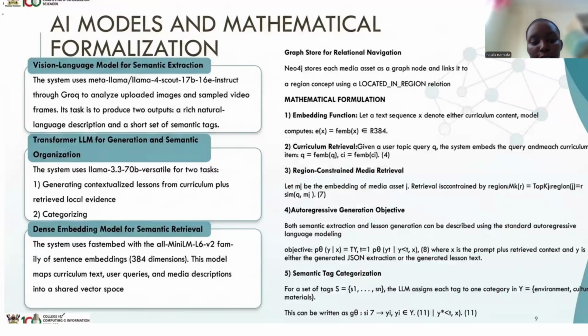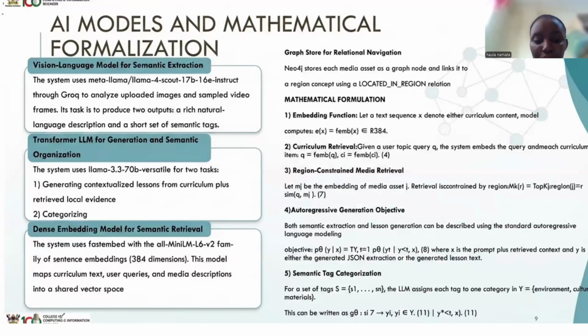And then we move on to the dense embedding model for semantic retrieval. Here we used MiniLM embeddings. They were used to map the curriculum content, the semantic descriptions, and user queries into a shared vector space. Then semantic similarity search identifies the most contextually relevant educational evidence. For the mathematical formalization, the embedding function mathematically transforms the curriculum and multimedia data into dense vector representation. And then the retrieval functions compute the semantic similarity between the queries and education artifacts. Then the region-constrained retrieval ensures generated education content remains geographically and culturally grounded.